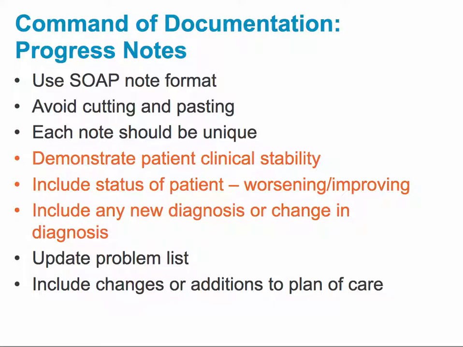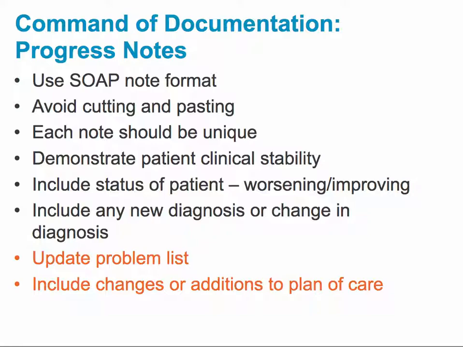Your progress note should indicate a demonstration of the clinical stability. Is the pneumonia improving, worsening? Is there any new diagnosis that you're dealing with? Or is there a change in diagnosis, from chronic stable systolic heart failure to where the patient went into fluid overload in the form of acute on chronic systolic heart failure? Important to note. Update your problem list with those new diagnoses, and any changes or additions in plans of care, please include those as well.